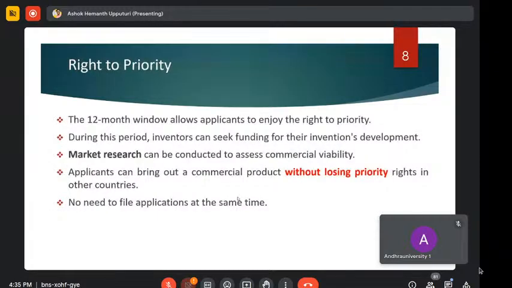No, sir. Sir, one thing. Yeah, Ashok sir.